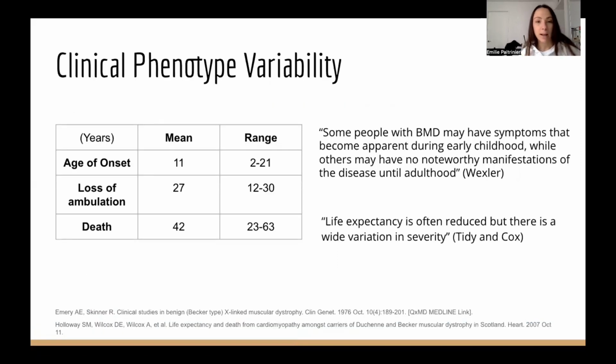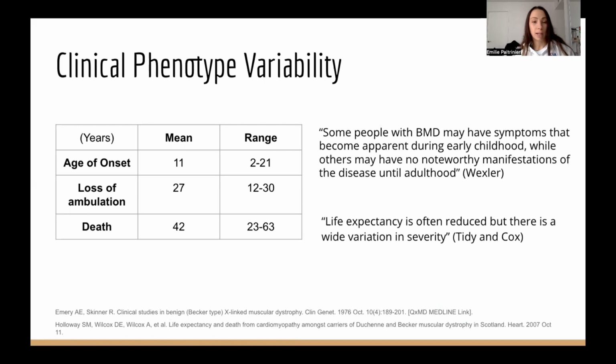And BMD has, as I said, a lot of phenotype variability due to the different areas in which the mutations are found within the dystrophin gene. As you can see, there is a wide range for the age of onset, the loss of ambulation, and death of patients affected by this disease, and the age at which a patient is diagnosed, loses ambulation and then dies is always correlated to where the mutations occur within the gene.